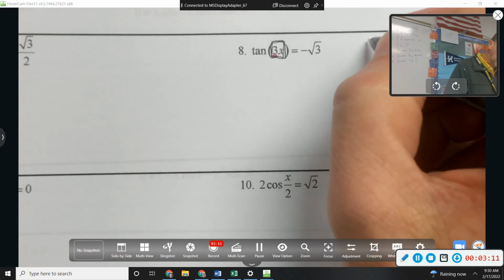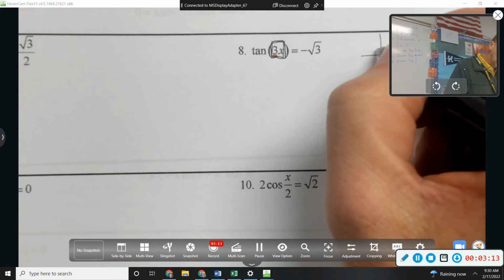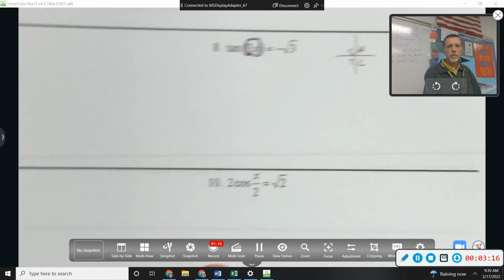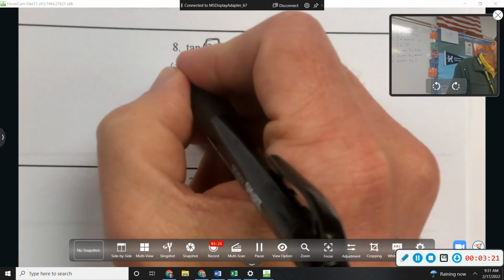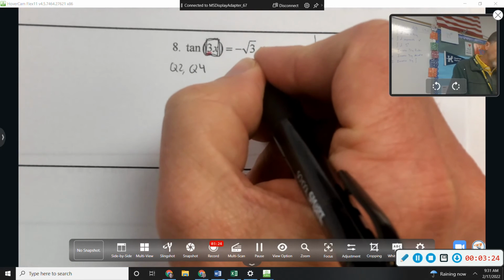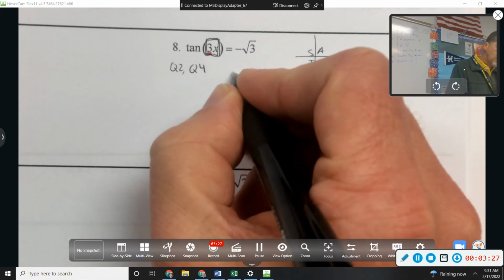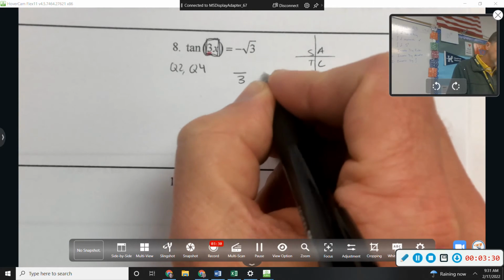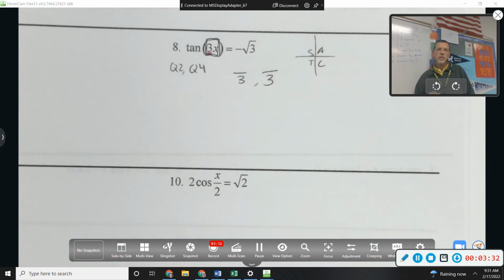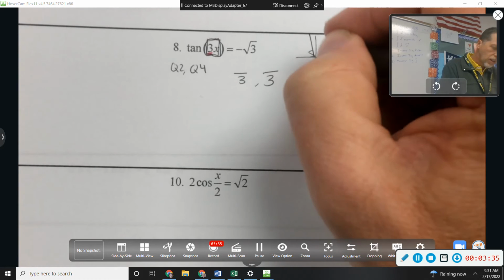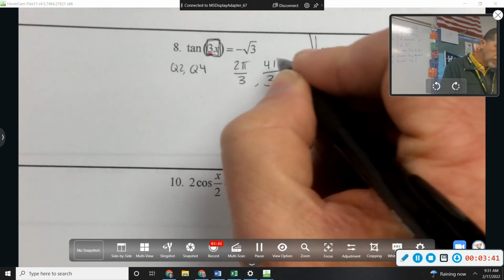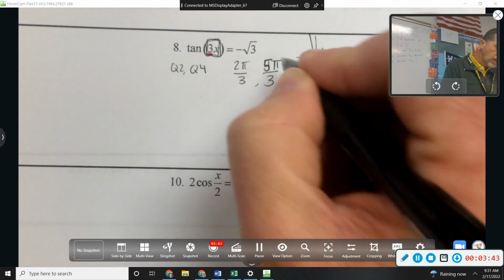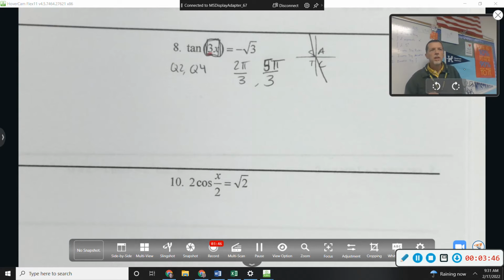All right, tangent is negative in the second and fourth, however you want to remember that. So quadrant 2, quadrant 4. The tangent 3 trick means that this will be over 3, whatever it is. And over 3 is the steep angle. So 2 pi over 3, and whoops, not 4 pi over 3, but 5 pi over 3. But that's what 3x is equal to.